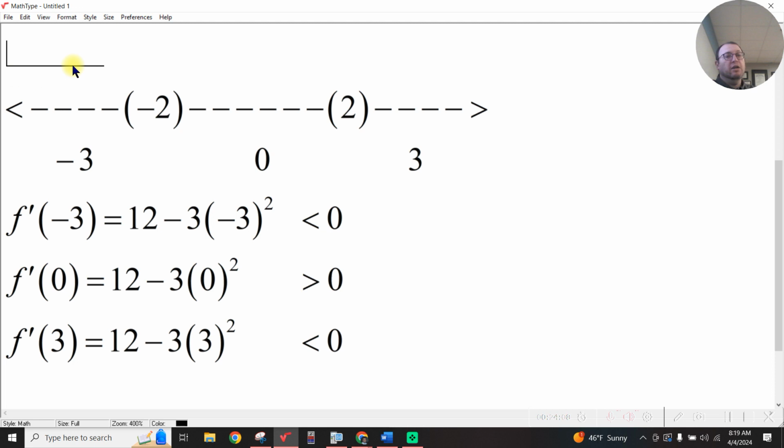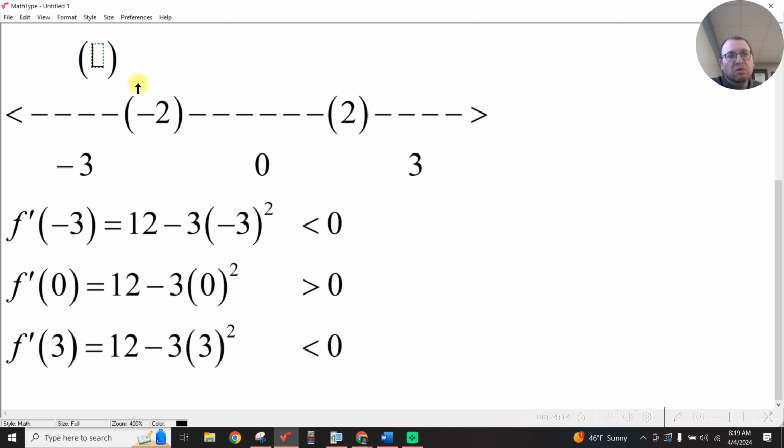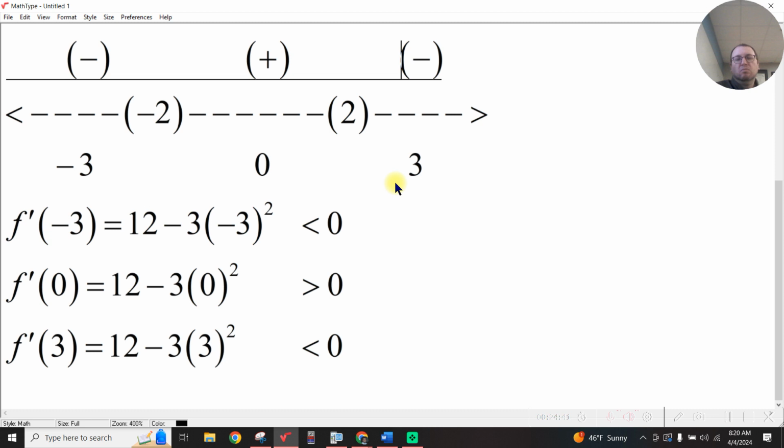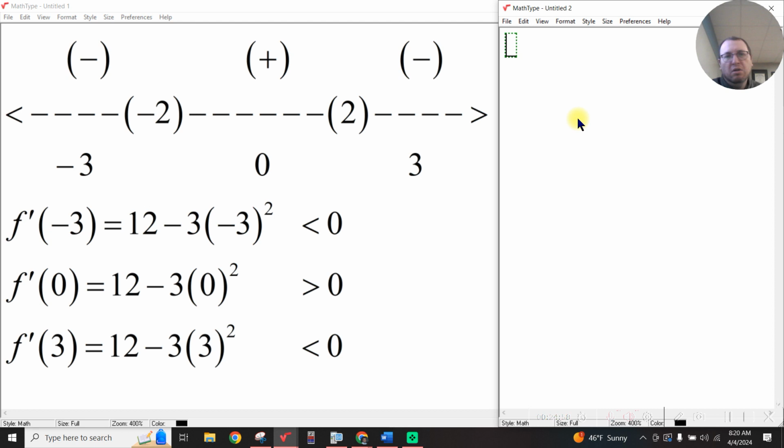Here's why I did all that. Now I'm going to go back to my little number line. And you see here at negative 3, we got a negative number. At 0, we got a positive number. And at 3, we got a negative number. So what does that tell me? I'm going to write it down here at the bottom in just a second, but I'm going to pull up a new little window so you can see all this at once. So, where is this thing increasing?